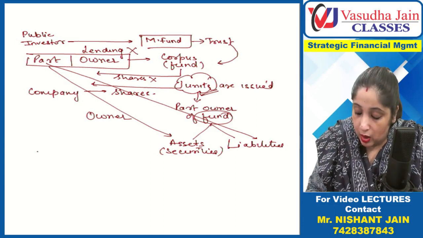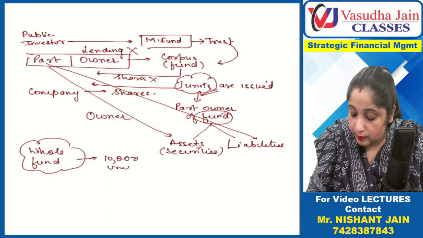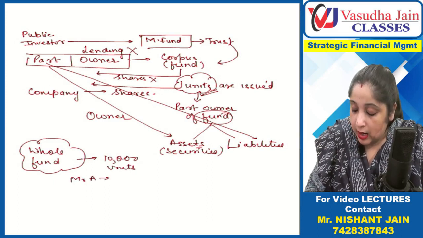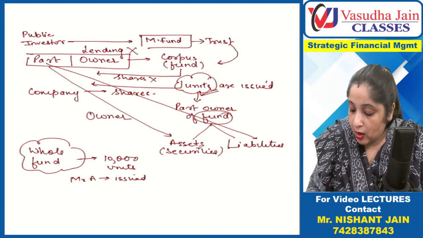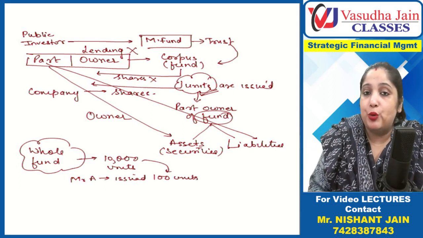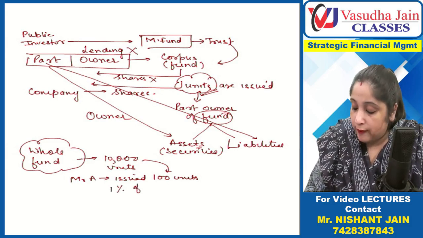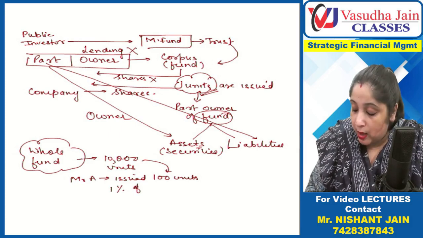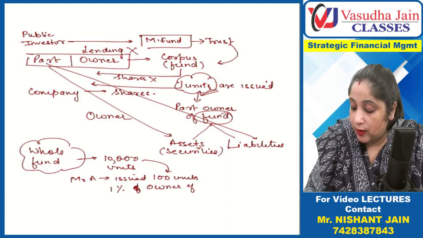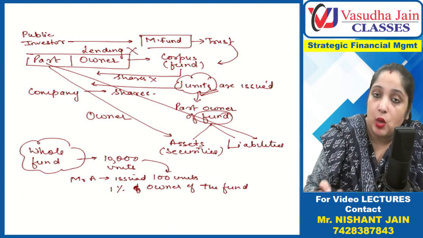Okay. So for example, suppose the whole fund represents 10,000 units, and Mr. A has been, let us say, issued 100 units. Out of this 10,000 units, which represents the whole fund, 100 units have been issued to Mr. A. That means he is 1% owner of the fund. So he owns 1% of the assets and liabilities of the fund.